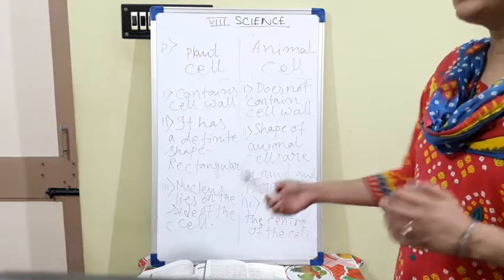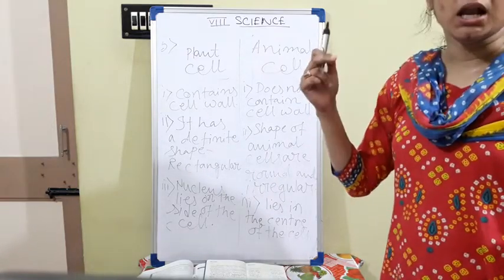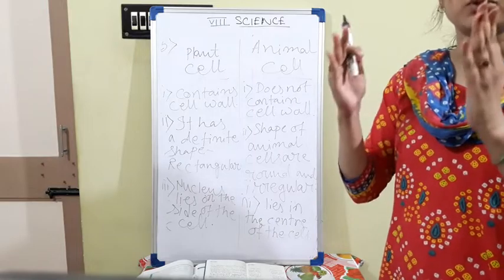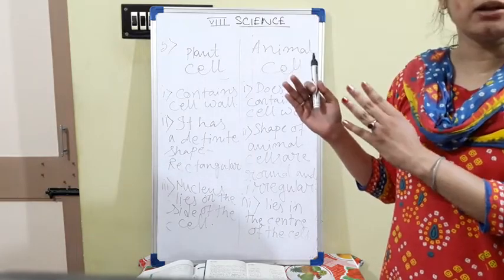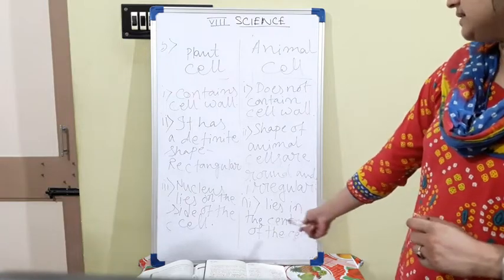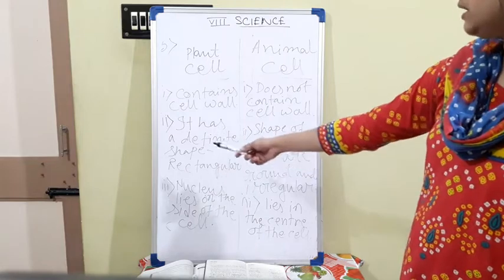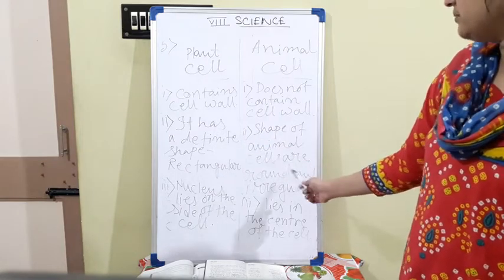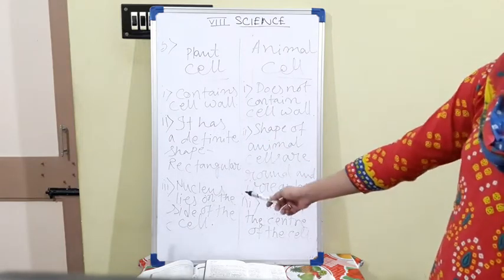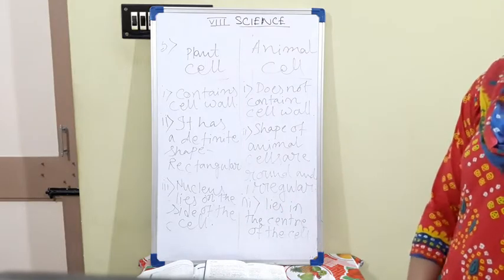Nucleus lies on the side of the cell because in the center of the plant cell there are big, large vacuoles present. So that's why the nucleus is present at the side of the cell. But in the case of animal cells, the nucleus lies in the center of the cell. Okay. So contains cell wall, does not contain cell wall. It has definite shape. Shape of animal cells is round and irregular. Nucleus lies on the side of the cell. Nucleus lies in the center of the cell.